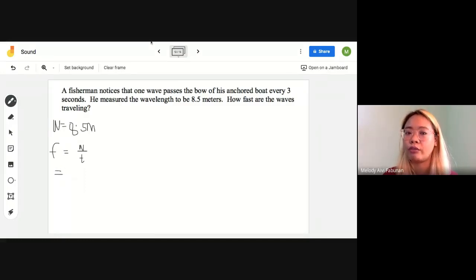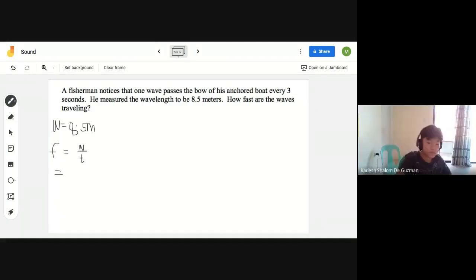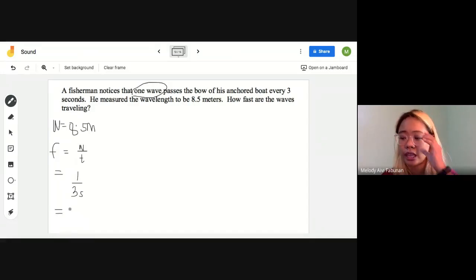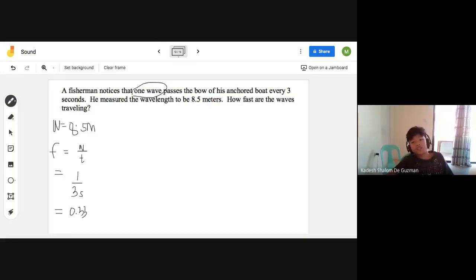Okay? How many waves was given in the problem? Uno. Sabi niya dito, napansin ng fisherman that there is one wave. So for every one wave, it takes 3 seconds for the wave to pass. So in order for us to compute for frequency, we are going to divide 1 divided by 3. So what's the frequency? 0.33. What's the unit for frequency? Hertz.